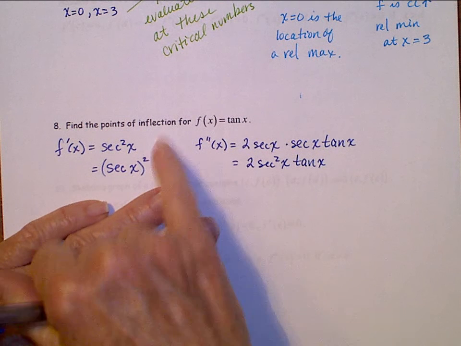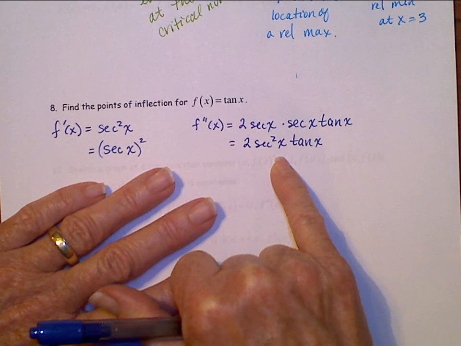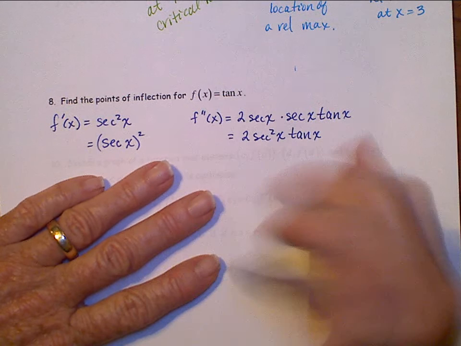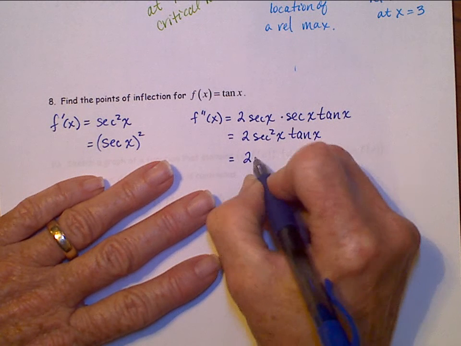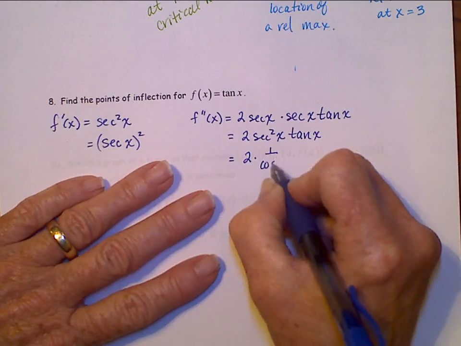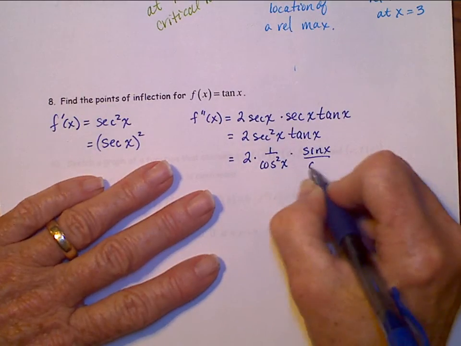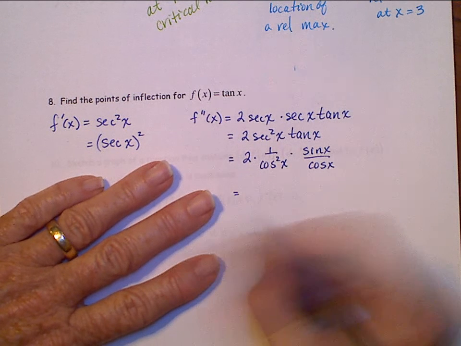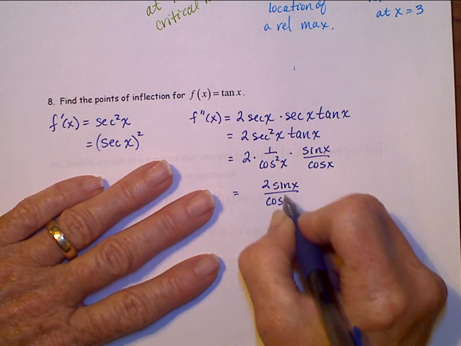Points of inflection, we are interested where that second derivative is 0, undefined, or does not exist. So I would absolutely rearrange this a bit and write this as 2 times 1 over cosine squared x times a sine x over cosine x. And then cleaning that up still, 2 sine x over cosine cubed x.